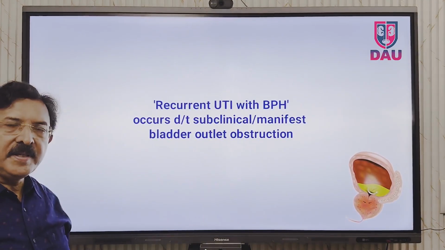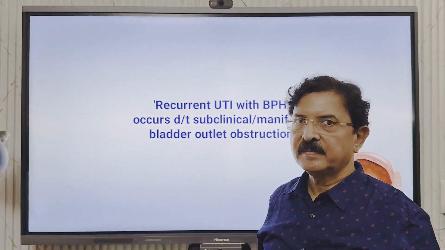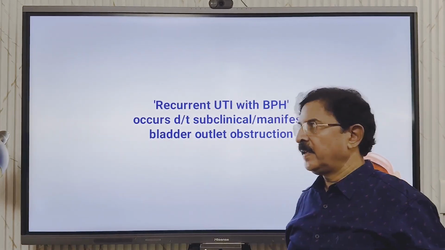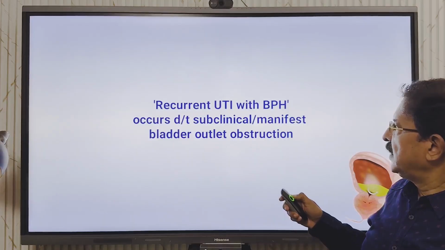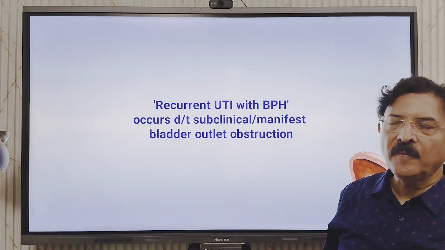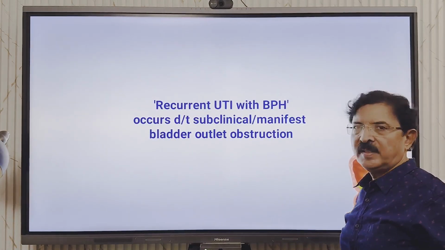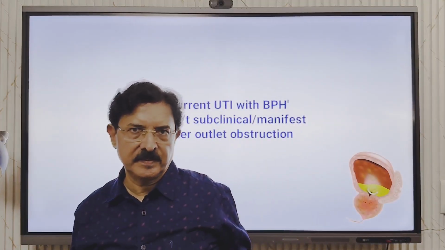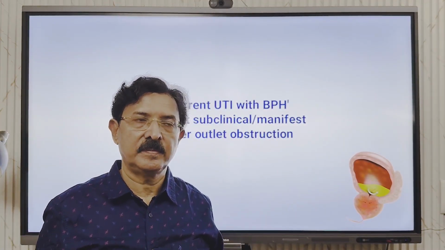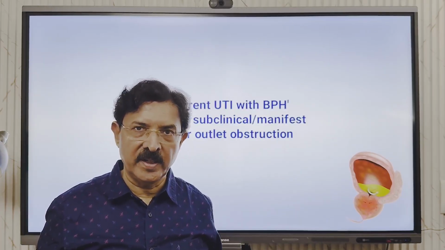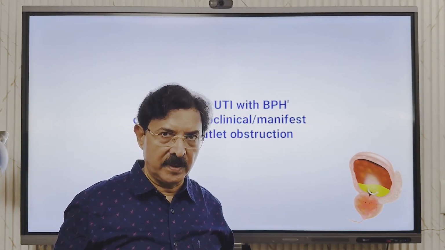Now, whenever you are faced with the problem of recurrent urinary tract infection with prostate enlargement, the common perception is that UTI is occurring on account of a subclinical or manifest bladder outflow obstruction. And that is what most of the time is presumed, and you treat the patient accordingly. But is the matter so simple?